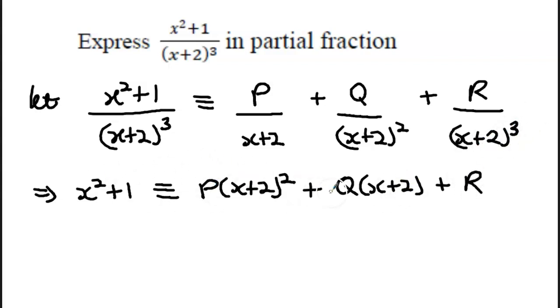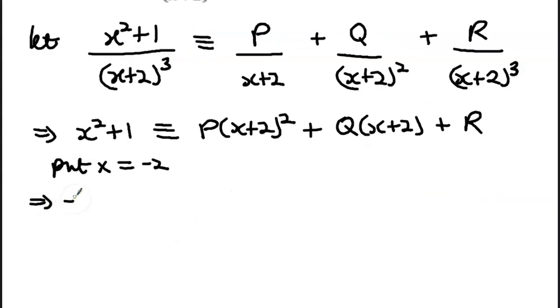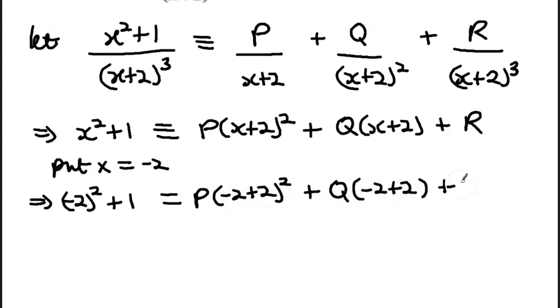How do we find p, q, and r? First, looking at the expression carefully, we have (x plus 2) in the first two terms. So when we put x equals minus 2, these terms will go to 0, so we can find r. Putting x to be minus 2 implies that (minus 2) squared plus 1 is equal to p times (minus 2 plus 2) squared plus q times (minus 2 plus 2) plus r. These terms will go to 0. We have on the left hand side 4 plus 1 equal to r. So therefore r is 5.